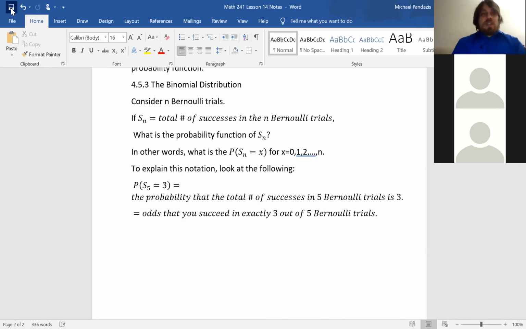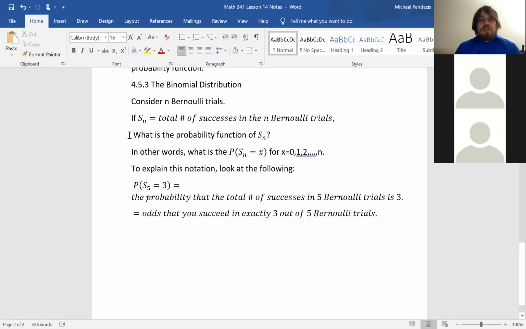Okay, so this is another instance where in probability we're talking about general probabilities, and these general probabilities actually apply to many situations. When you calculate these probabilities, you can apply them to many different diverse situations in order to capture the odds of completely different things happening. So the P of S of 5 equals 3 is the probability that the total number of successes in 5 Bernoulli trials is 3, which is equal to the odds that you succeed in exactly 3 out of 5 Bernoulli trials. That's an example explaining the notation.